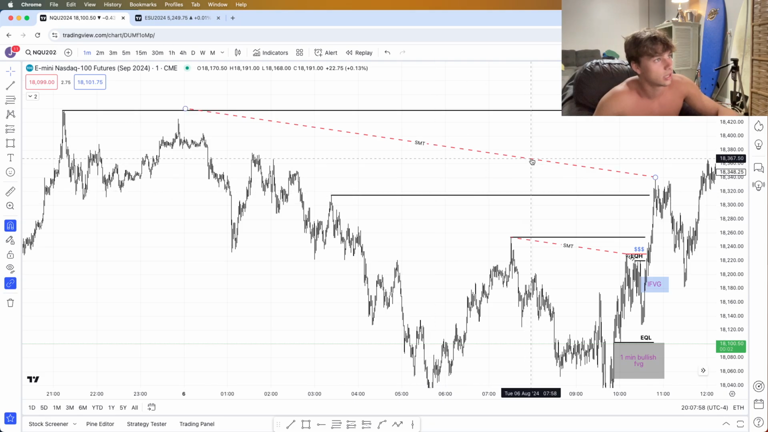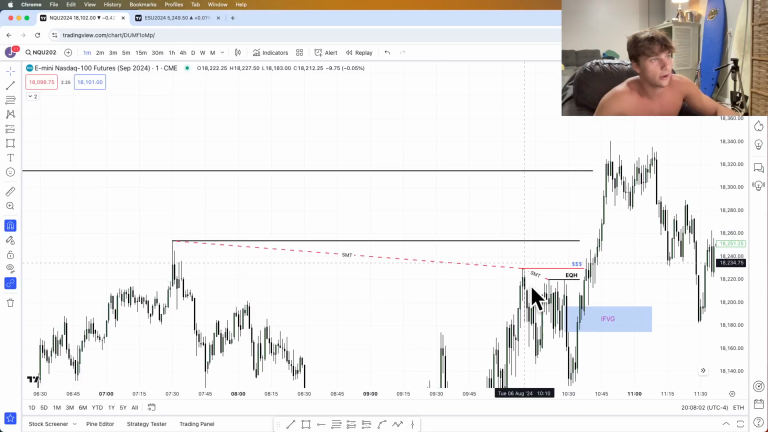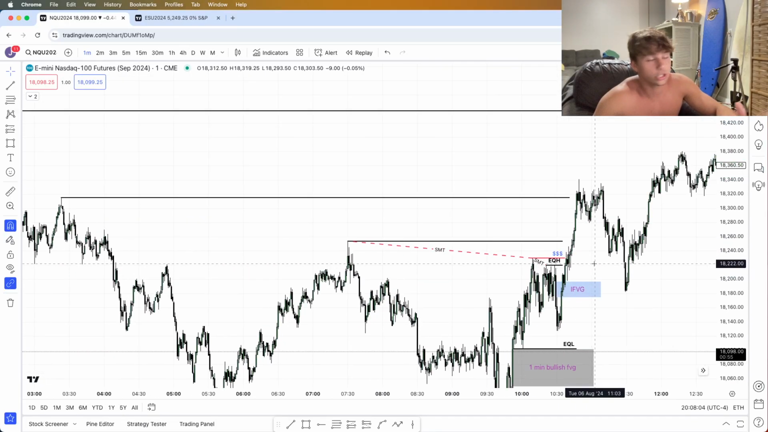Today was a great day, I think. So we had those SMTs all over the place, and that's how I could have managed the trade better, and how I should have managed the trade better. I should have taken profit at this high first. This should be my first take profit, and then go break even there. Let the trade play out.